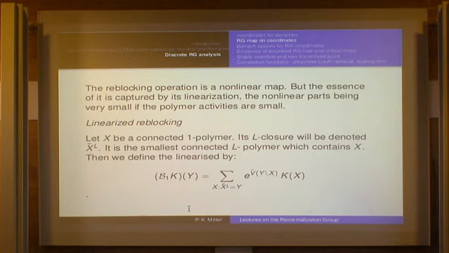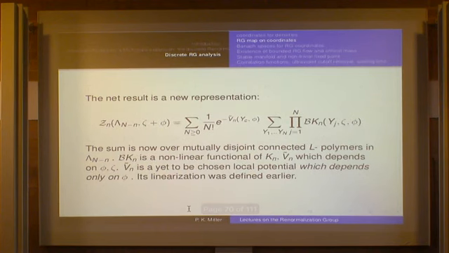Then we can define the linearized object by B1 K of Y, which is equal to the sum over all the one polymers such that its closure is Y. And that's what it is. That's clear. And so this I wrote down only.